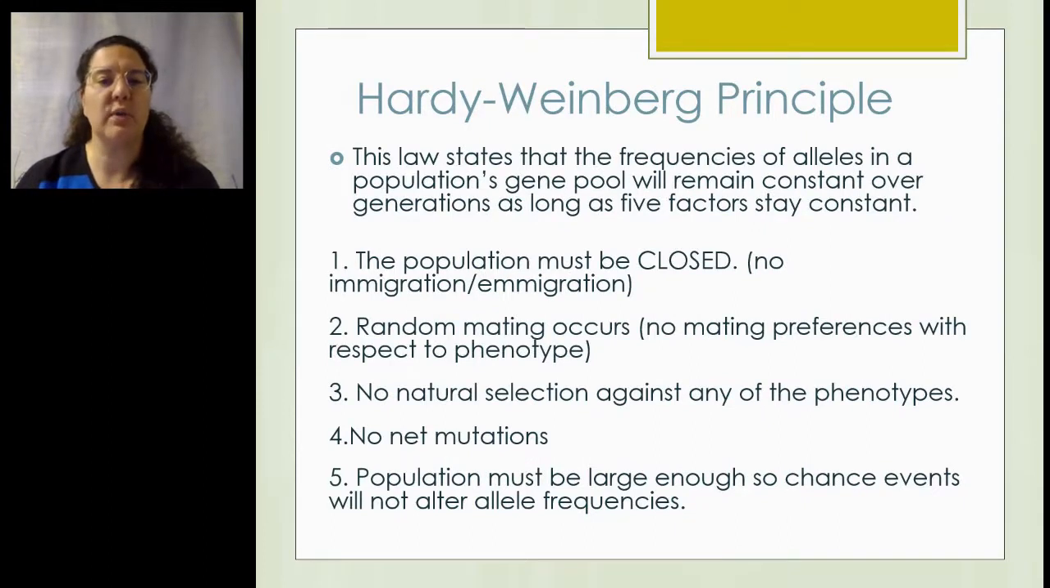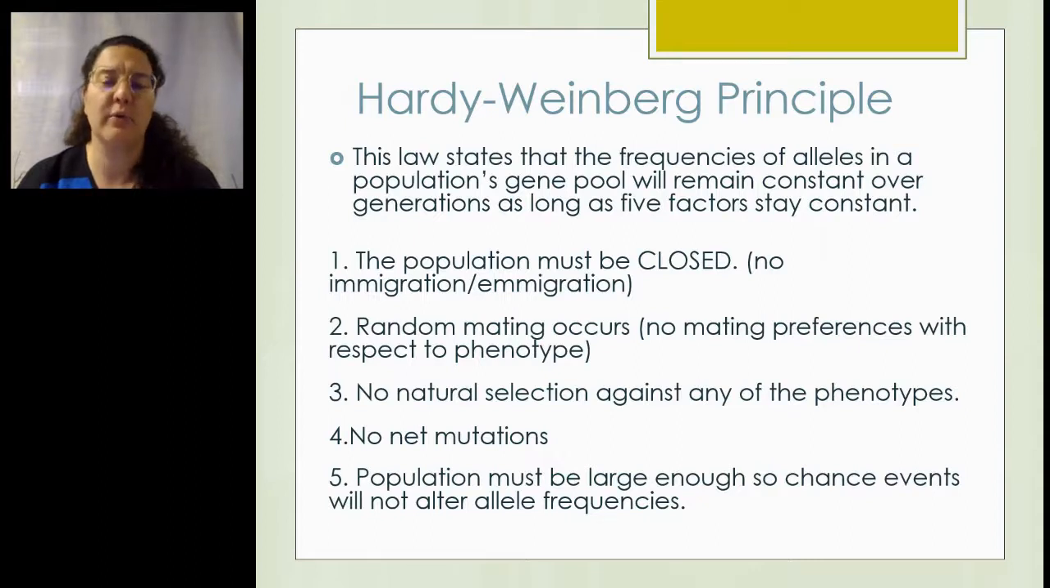So we're going to use the Hardy-Weinberg principle. The Hardy-Weinberg principle depends on 5 constants. The population must be closed, so there's no immigration or emigration, meaning no animals are coming or leaving that population. Random mating occurs, so there's no mating preference with respect to phenotype. There's no natural selection against any of the available phenotypes. There's going to be no net mutations in the population, and the population must be large enough so that chance events will not alter the allele frequencies.